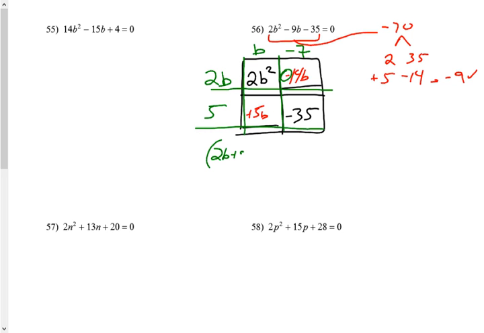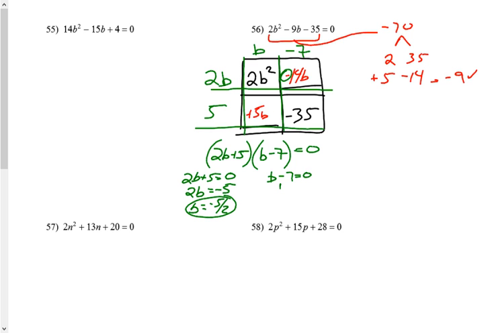Okay. So there's my factors. Subtract 5 from both sides. Divide by 2. And there's my first solution. My second one, add 7 to both sides, and it's just going to become plus 7.